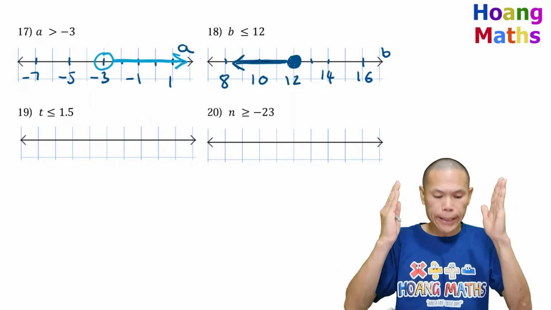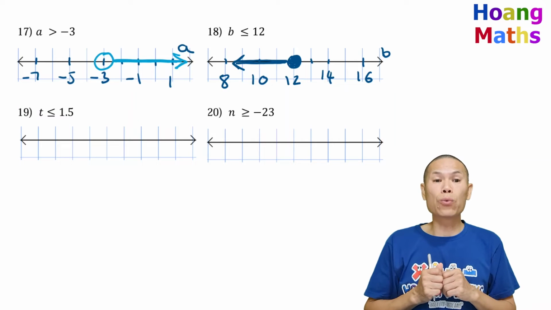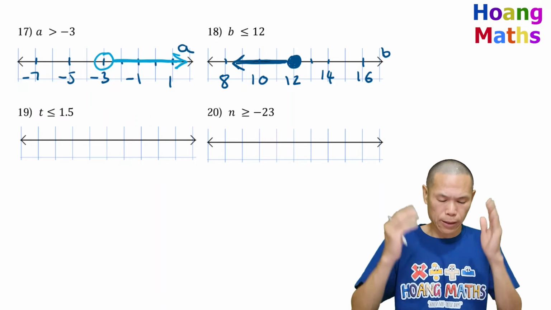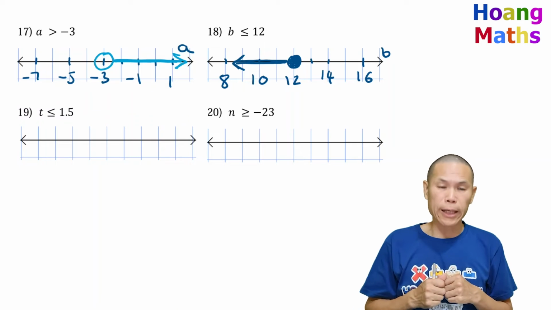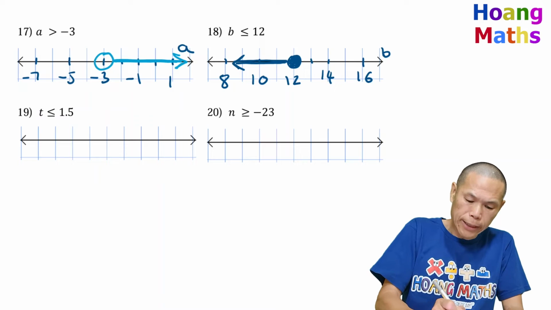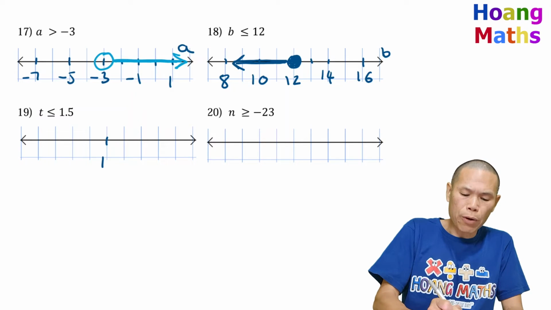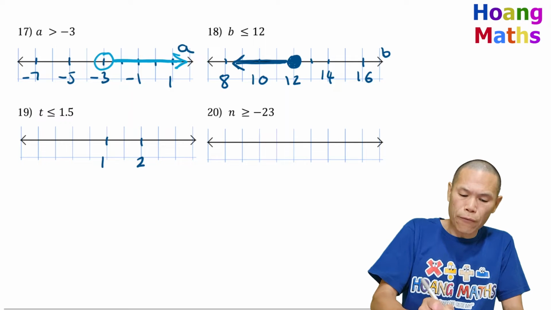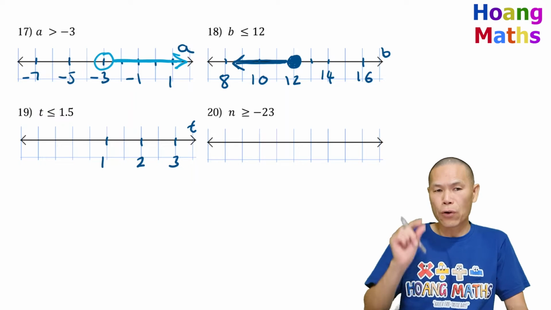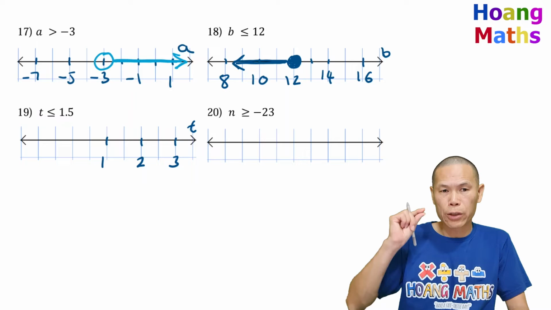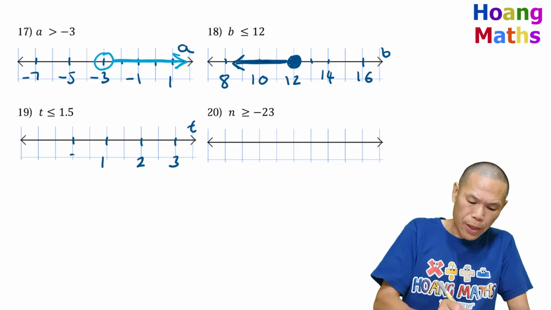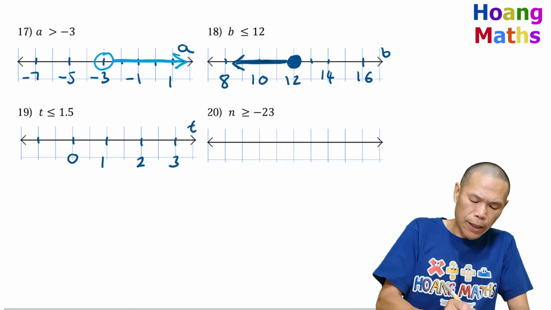Number 19. T is less than or equal to 1.5. Of course, you can write the scale however you like; your scale depends on how you write it. There is no wrong or right. So for me, I make it like this. Let's say I start from 1, and then 1.5, then 2, 2.5, 3. It's your choice. Of course, you can write 1, 2, 3, 4, 5 on each box if you wish. And we have 0.5 and then 0 here, and then negative 0.5, negative 1 here if you wish.